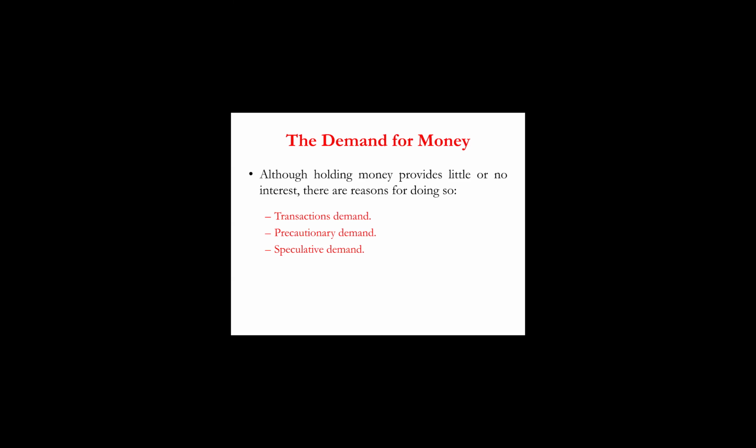Then the precautionary motive, the precautionary demand. People hoard money to take precaution, that is, to prepare for unforeseen circumstances. We hoard money because we don't know what the future holds. In case of emergencies, we should have money. So people just hoard some money.